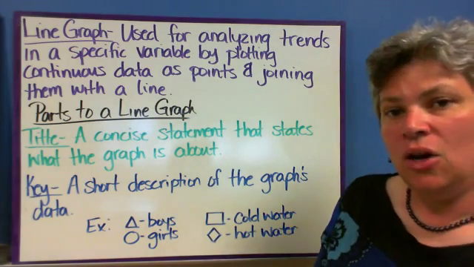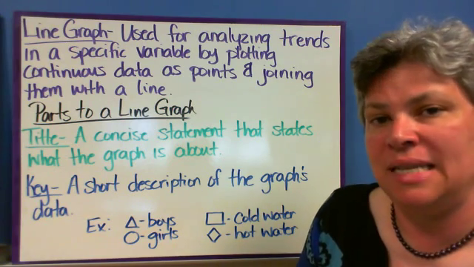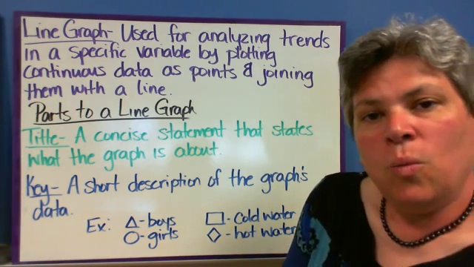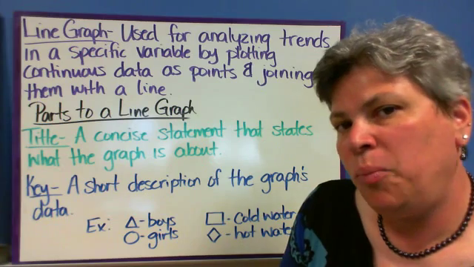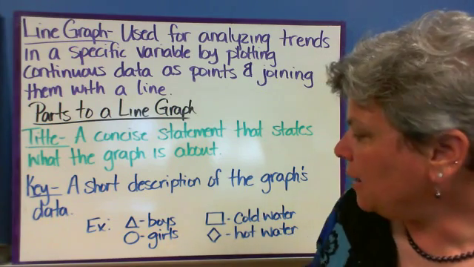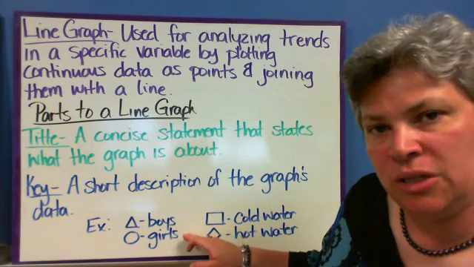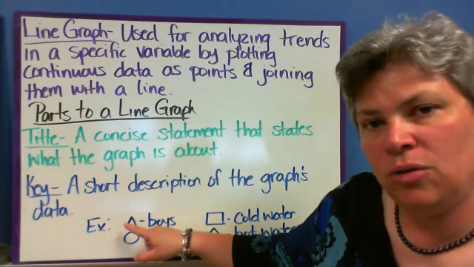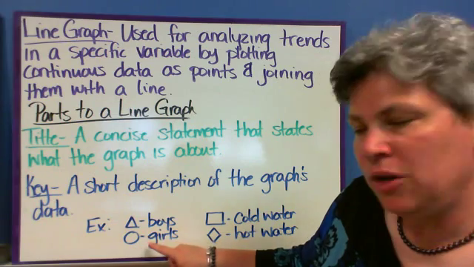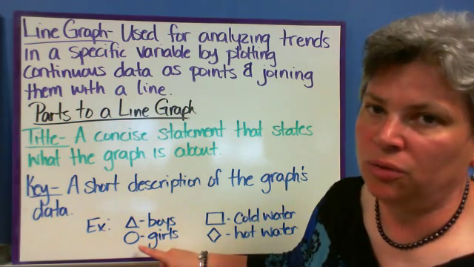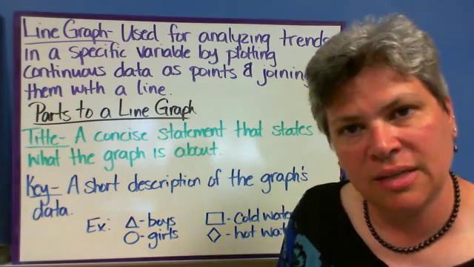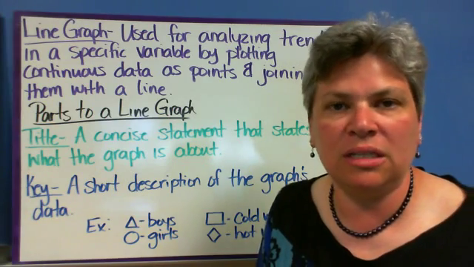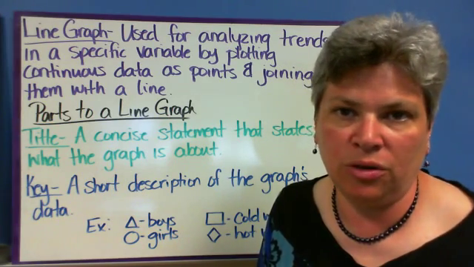What are the variables that you're graphing? And a key, a short description of the graph's data. What we're going to use are what they call point protectors. So if I'm graphing the difference between boys and girls, in all of my boys' data points, I'm going to put a triangle around the point. For all of my girls' data points, I'm going to put a circle around the point. Still connect the dots, but I can quickly look and see which ones are boys, which ones are girls.